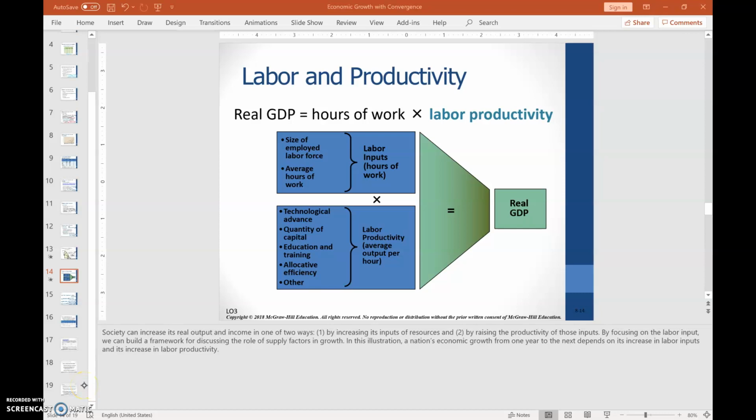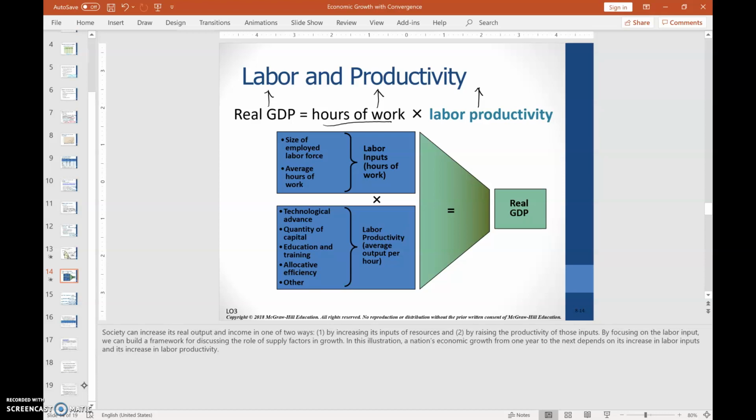In this section, let's look at labor productivity and real gross domestic product. So we have a formula here which says real gross domestic product is equal to hours of work times labor productivity. When the hours of work increases and/or labor productivity increases, real gross domestic product will also increase.